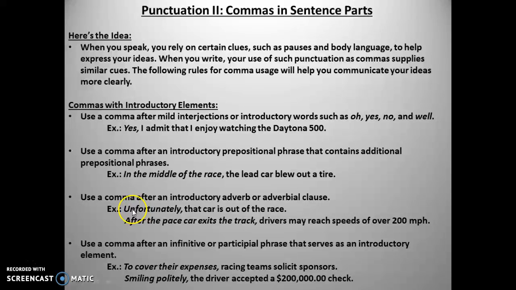If you have an introductory adverb, like unfortunately, something that tells you when or where or how something was done, or, as in the case of unfortunately, how to feel about it, it is separated by a comma from the rest of the sentence. Same for an adverbial clause or phrase that indicates when, where, why, or how something happened in the main sentence. Commas are used after initial infinitive or participial phrases that provide background before the main clause, as well as in these examples.